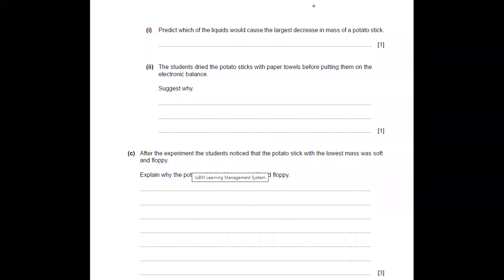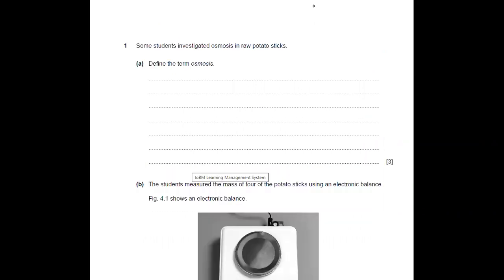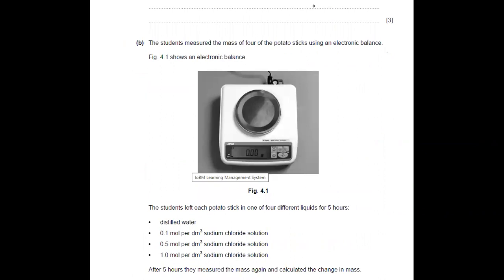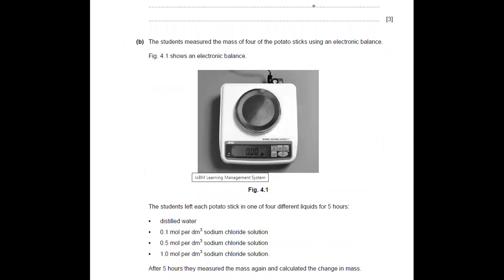The student dried the potato sticks with paper towels before putting them on the electronic balance. Suggest why. What do you guys think? Why did he dry them and then measure their weight? Why not just measure them as they are? Any idea? It's just a 1 mark question, because this is a pretty general, common sense question. There's no theory behind it.